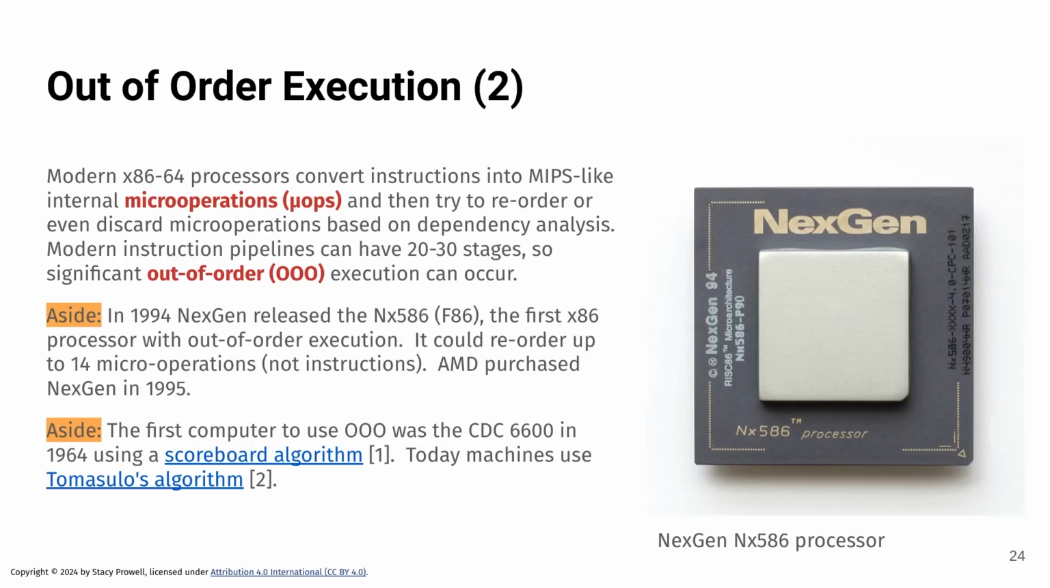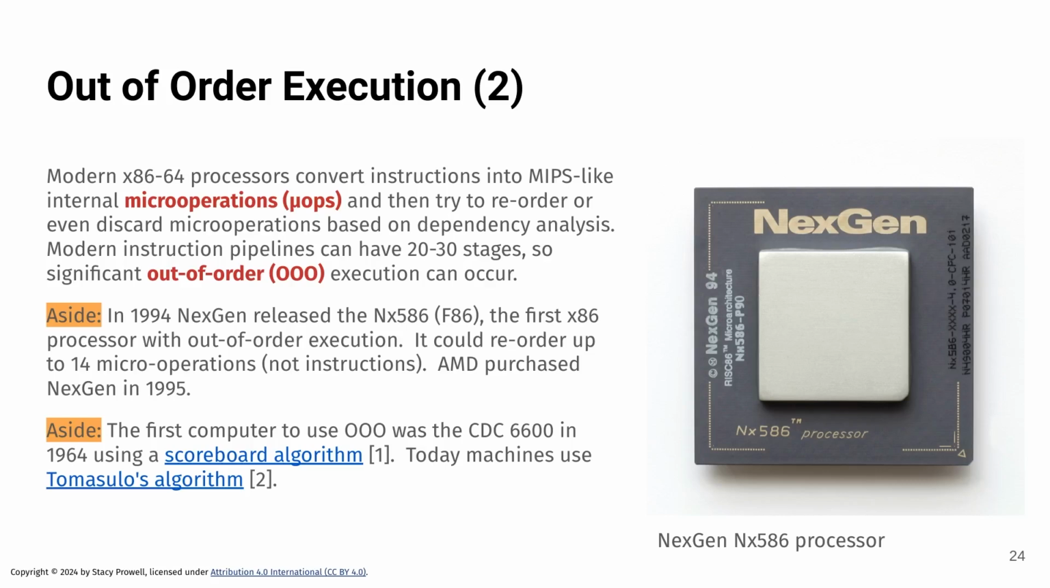Modern instruction pipelines can be 20 to 30 stages. I think most recently it's 31 stages. So there's a lot of opportunity to do things out of order. Now, as an interesting historical aside, the processor over there on the right is the NexGen 586. It came out in 1994. It was the first x86 with out-of-order execution, and it could reorder up to 14 micro-ops. That's pretty cool. It's so cool that AMD purchased the company the next year.